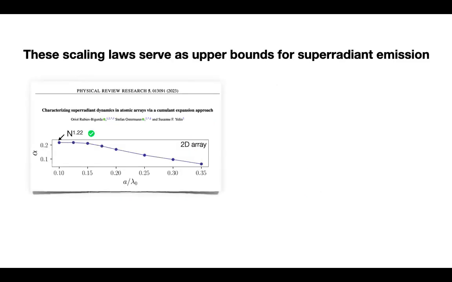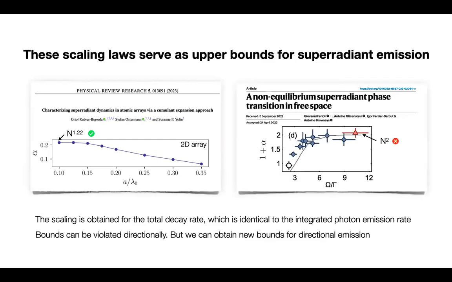Okay, so then one thing that we did is we went and checked if in the literature there have been scalings obtained for several problems and whether they obey our scaling laws. The first thing we did is we checked with a paper of the group of Susan Yelin, where they look at the superradiant burst of 2D arrays, and they see that as the distance between the particles decreases, they find that the scaling is n to the 1.22, which is below our predicted one, that is n to the 1.25. So that's good.